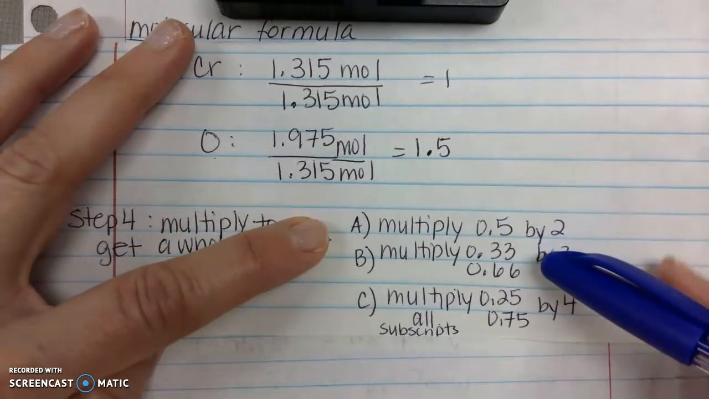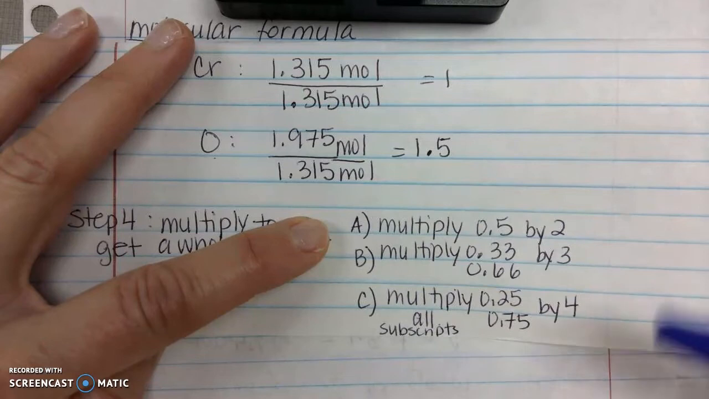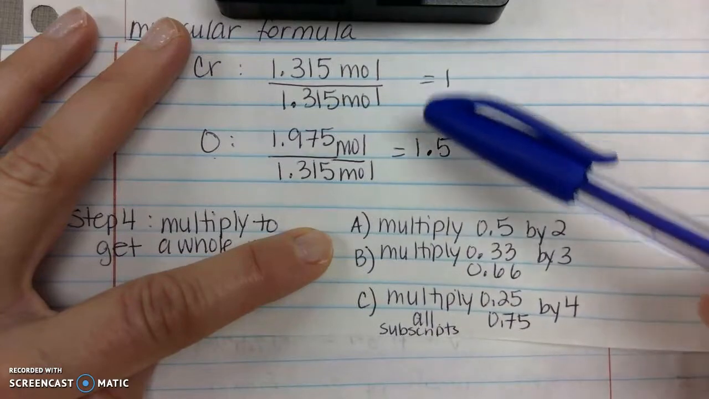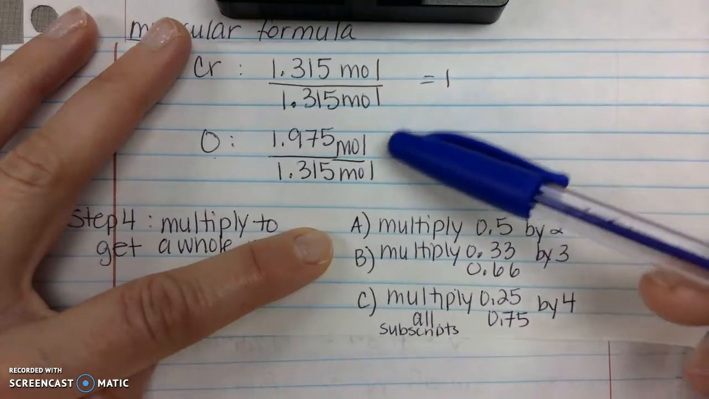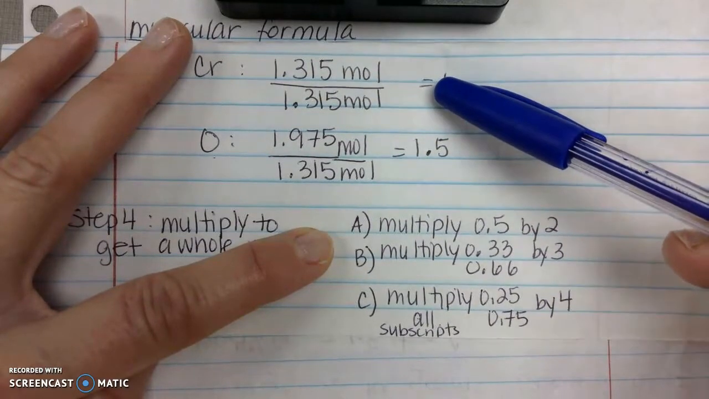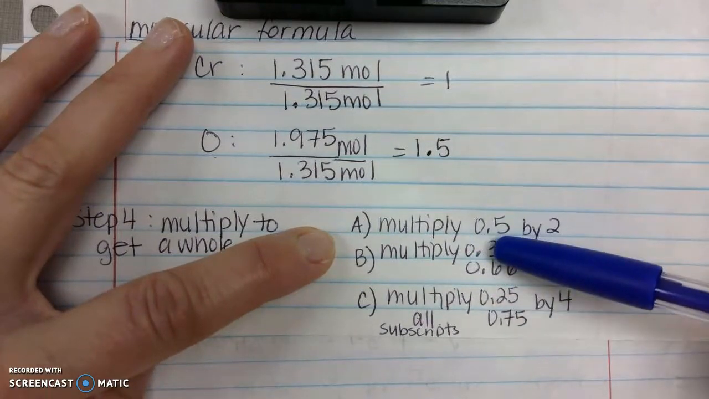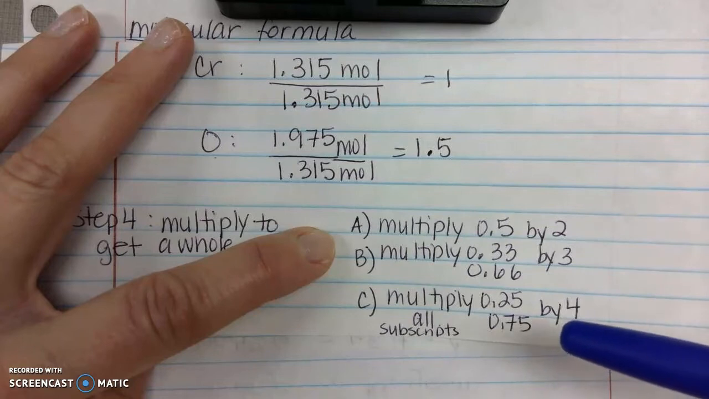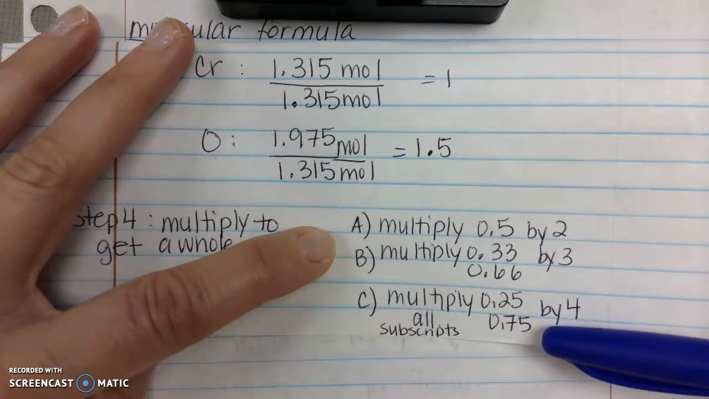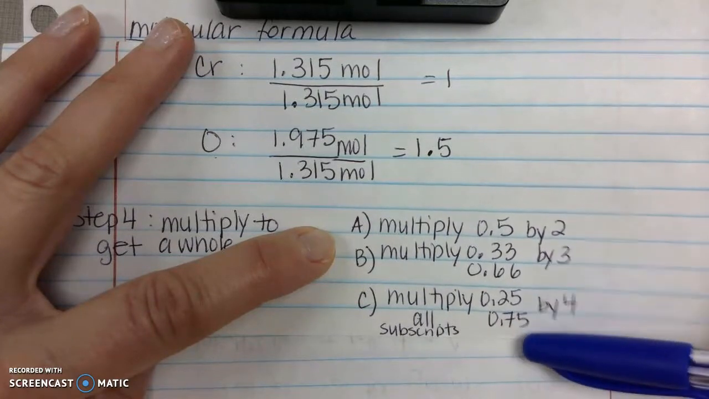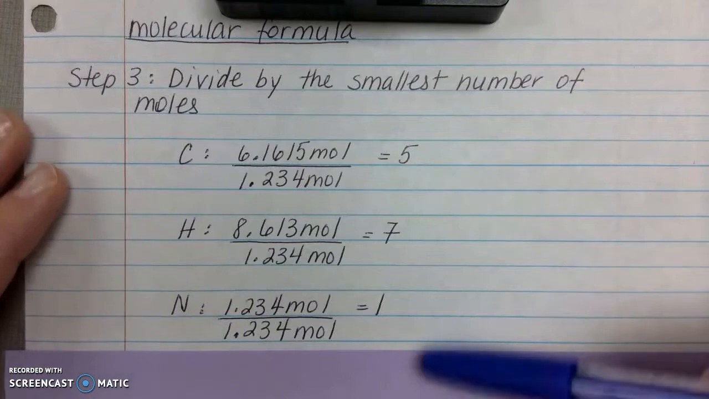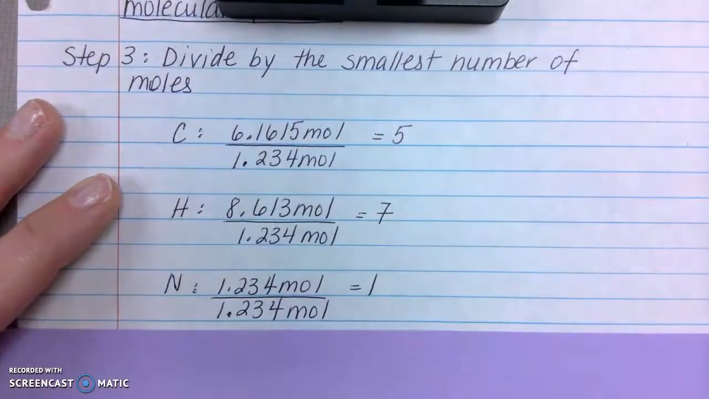If you have a 0.5 decimal value, you can multiply by 2 to get a whole number. When you multiply out, you have to multiply out by both subscripts. So that means that if I multiplied this by 2, which I would to get a whole number of 3, I need to multiply that by 2 as well. If you have decimal values of 0.33 or 0.66, you're going to multiply by 3 to get a whole value. If you have a decimal value of 0.25 or 0.75, you're going to multiply by 4 to get a whole number. So the key is to get a whole number. In this example, we have whole numbers, so that step is not necessary either.